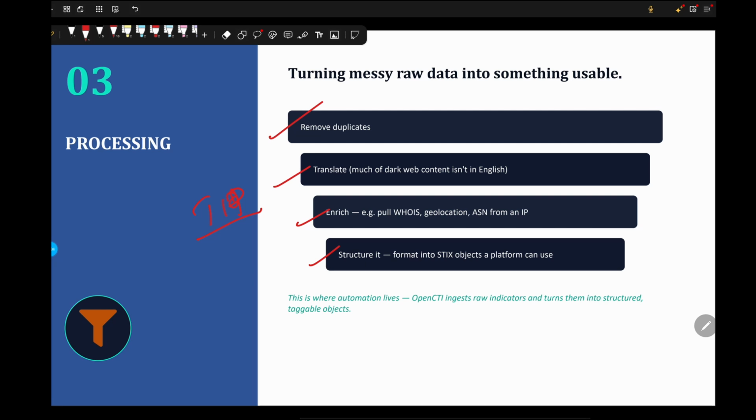You can also do further automation with this. Even OpenCTI, TIP platforms like OpenCTI, automatically converts the data that you have ingested into STIX format. So that can be done with the help of a TIP platform.